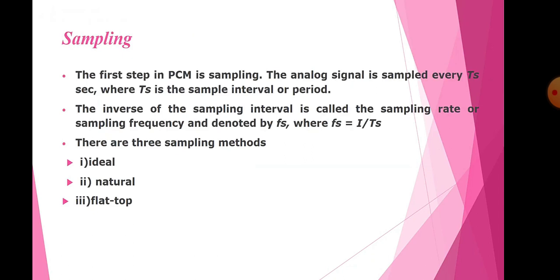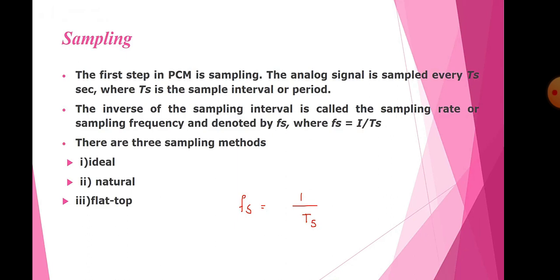First we consider the first process, which is called sampling. The analog signal is sampled at every Ts seconds, where Ts is called the sampling interval or sampling period. The inverse of the sampling interval is called the sampling frequency. The sampling frequency Fs is the reciprocal of the sampling interval, so sampling frequency is equal to 1 by Ts.